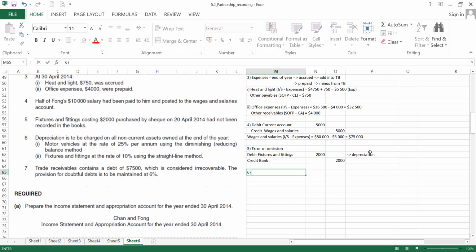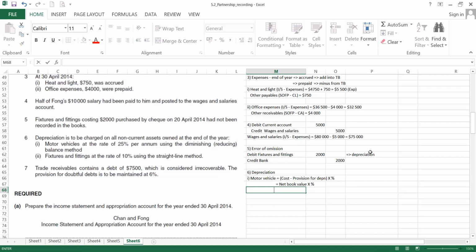So number 6, depreciation to be charged on all non-current assets owned at the end of the year. So this is talking about the depreciation. Number 1, they say that motor vehicle at the rate of 25% per annum using reducing balance method. Reducing balance method, the formula is cost minus provision for depreciation and then times the percentage. Or it can also be net book value times the percentage.